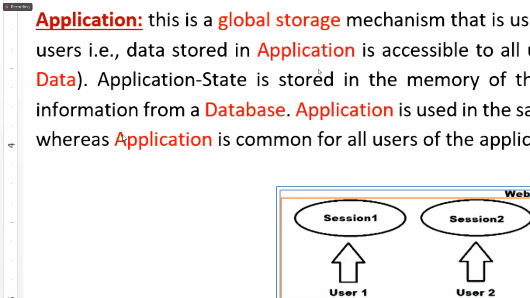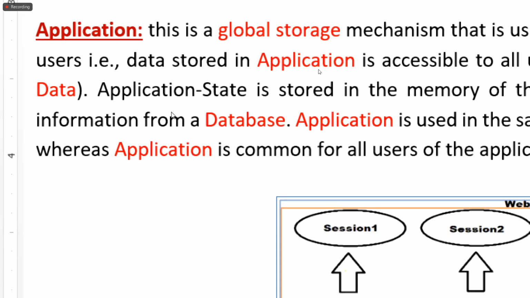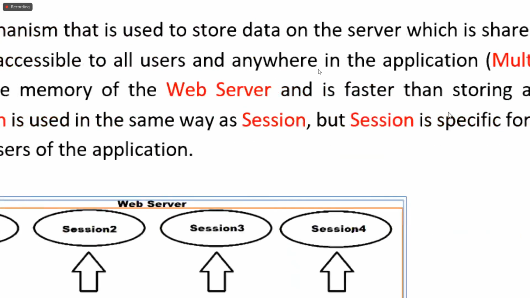What type of data? Not specific data, guys. Data common for all. If I want to load data specific to the user, like his username and password, that should not be stored in application memory. That should be stored in session memory only. Understood? So data stored in application is accessible to all users.